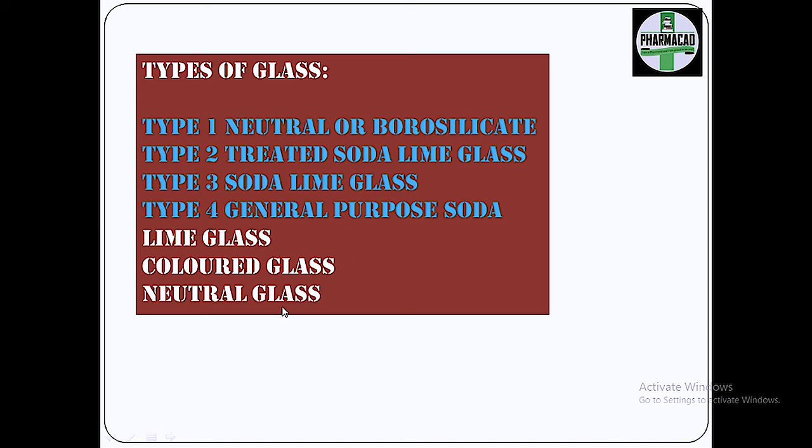Now the types are bifurcated with respect to, you can say, fragility. In the first one it is quite heavy and fragile. So with the treated soda lime, it is a bit less fragile, and also the weight is a bit lighter. Then soda lime glass, more soda lime is added, then it is lighter than general purpose soda. So basically this is just a bifurcation. Also the use differs. For some, type 1 is recommended, for some materials type 4, then for some colored, I told you amber color glass is used for the photosensitive drugs.